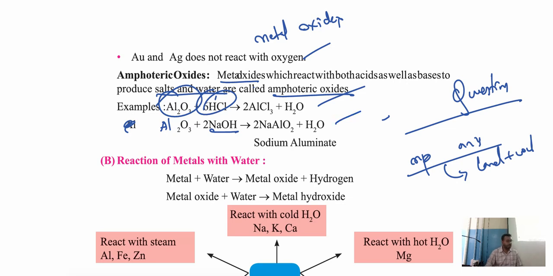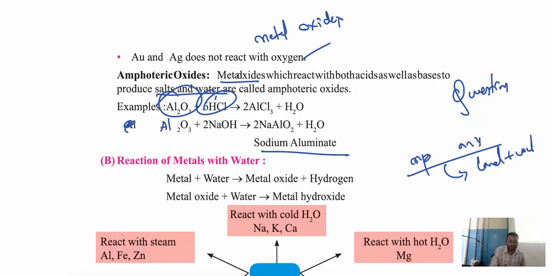In the first case we are getting aluminum chloride. What is it? Salt. In the second case, sodium aluminum oxide, that is called sodium aluminate. Very, very important, children. Please don't forget this word. Forget everything, but don't forget this one thing. NaAlO2. Sodium aluminate.